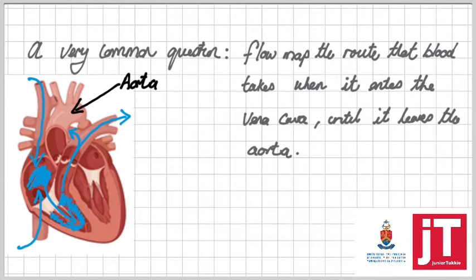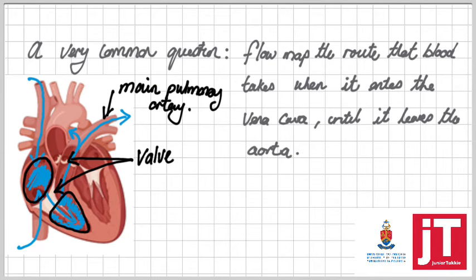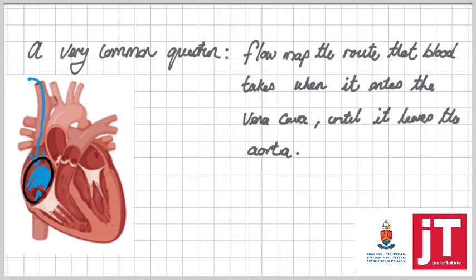We can see that the main artery leaving the heart into the systemic circulation is the aorta, and we can see that the chambers over here are the right atria and the left atria, and they're separated by a valve. There's another valve that I identified, the semilunar valve, and these are important structures for me to identify when I am drawing my flow map. The main pulmonary artery as well, and then obviously the lungs.